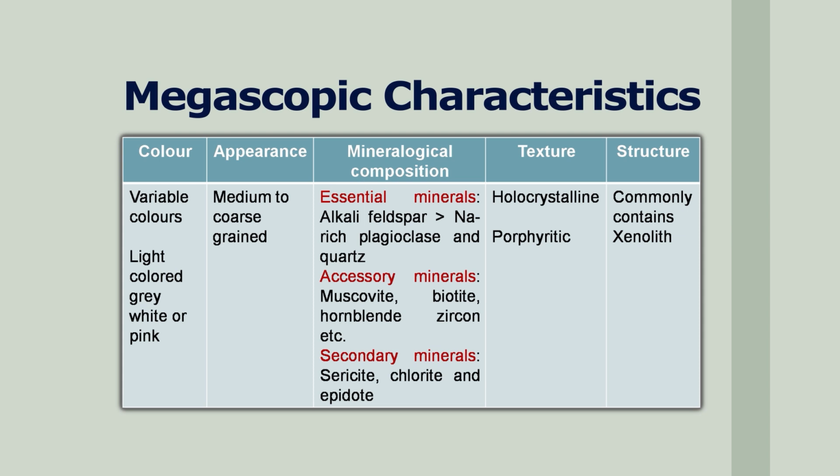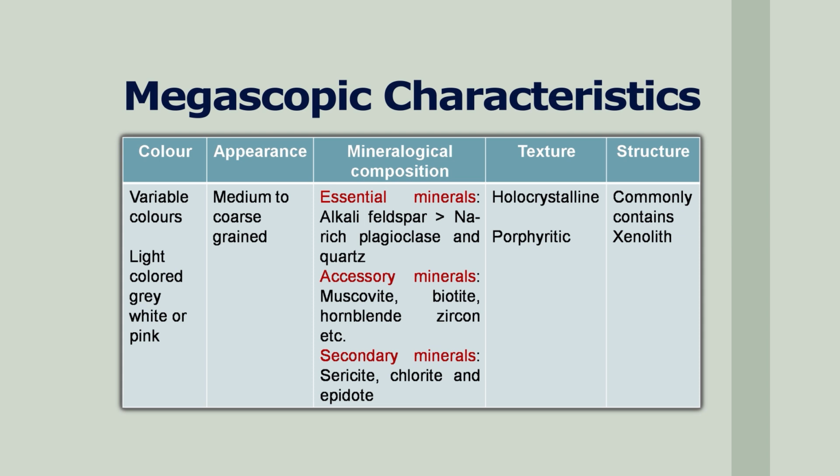Muscovite and biotite belong to the phyllosilicate group of minerals. Hornblende is also a silicate, but it is an amphibole. Zircon is usually present as an accessory mineral in granites and is usually used for U-Pb dating of a granitic rock. Secondary minerals which generally form in a granite are sericite, chlorite and epidote. Alkali and sodic feldspars are usually converted to sericite upon alteration in any granitic rock.